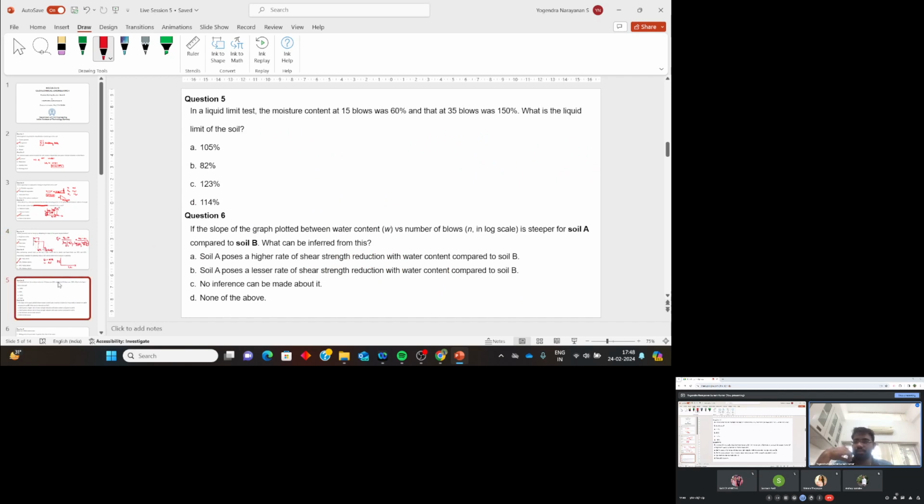So moving to the next question. In a liquid limit test, the moisture content at 15 blows was 60%, and that at 35 blows was 150%. What is the liquid limit of the soil?